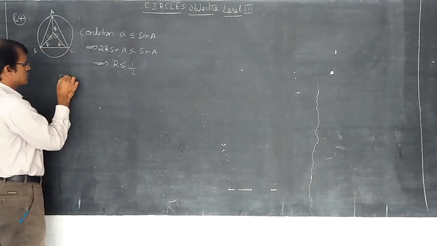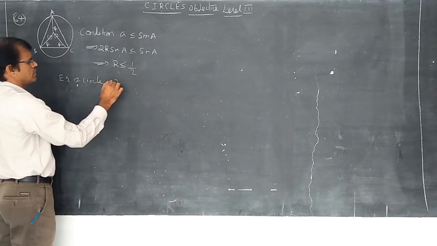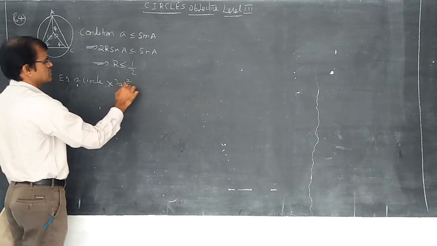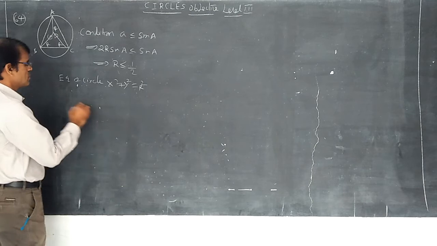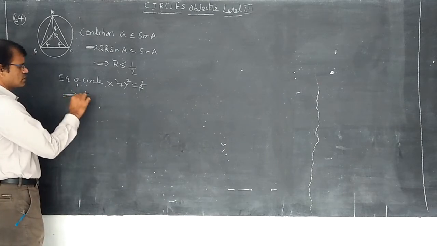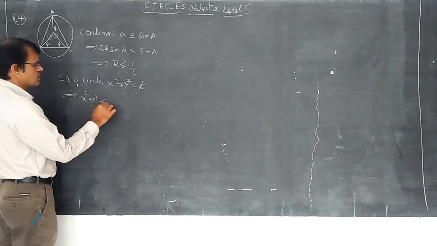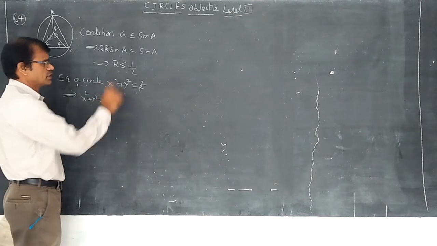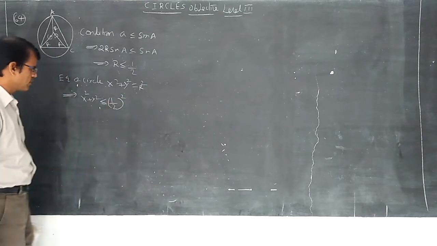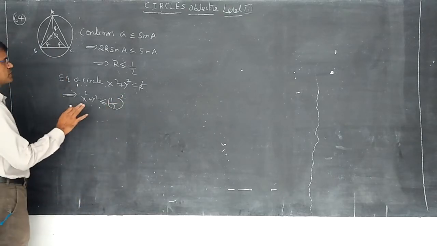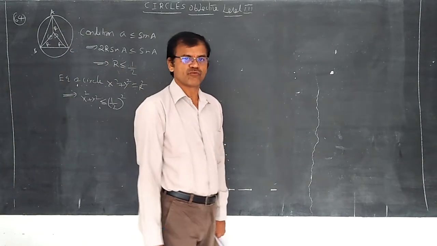So the equation of a circle having center 0, 0 and radius r is x square plus y square equal to r square. That implies we can write x square plus y square lesser than or equal to 1 by 2 whole square. So the maximum value of x square plus y square is equal to 1 by 4.